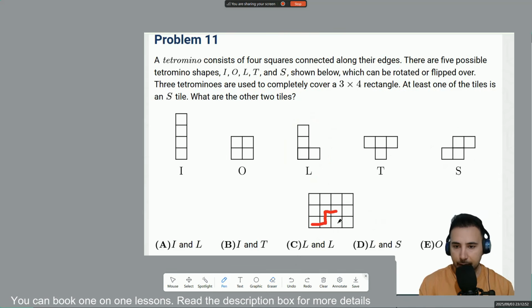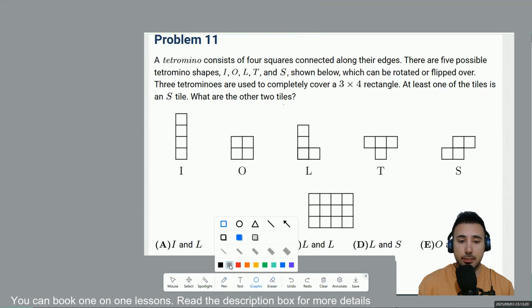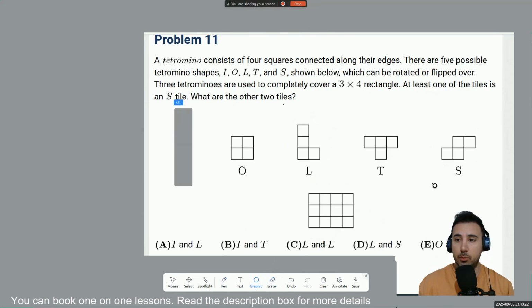The only thing that we have that could go like this is the L shape, this one. And then what is left? L shape. So the other 2 tiles are L and L, right? It was easy. But let me give you the real question that they could have asked, which would make the question a lot more challenging. So I'm going to clean this.